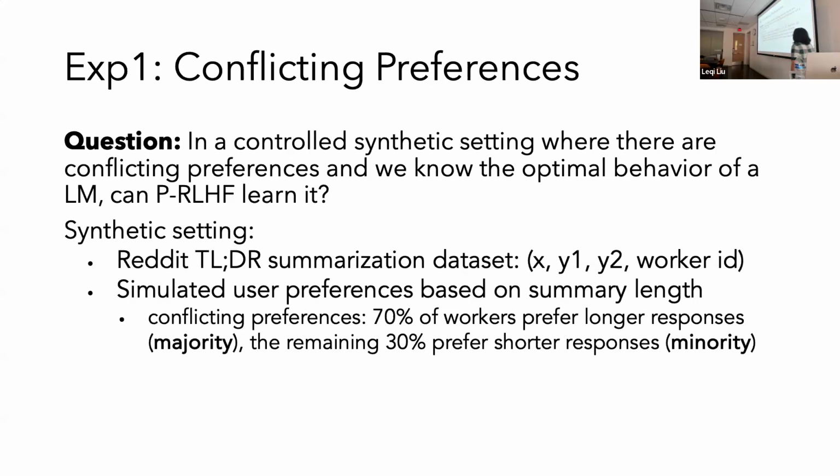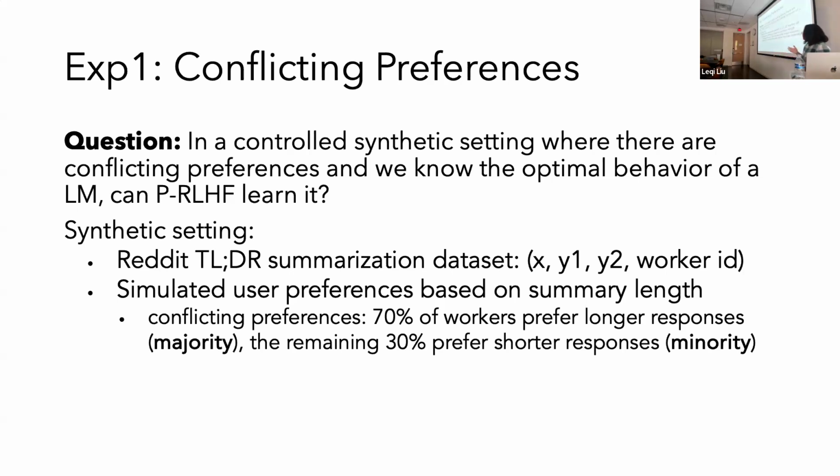So in this case, we are using the TLDR dataset where the X would be the Reddit post, and then Y1 and Y2 are two summaries of the same Reddit post. And then there's a worker ID who have labeled which one is preferred over the other. And this dataset is actually the first RLHF dataset released by OpenAI 5 years ago.